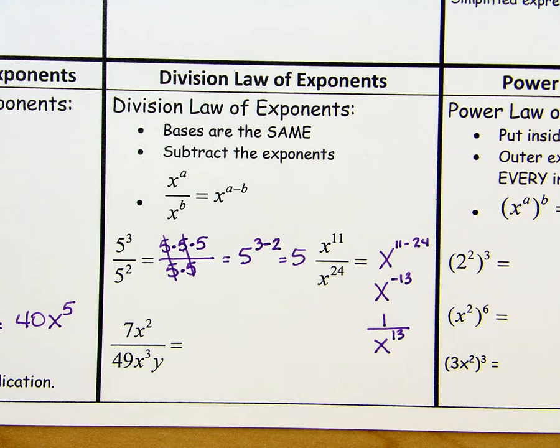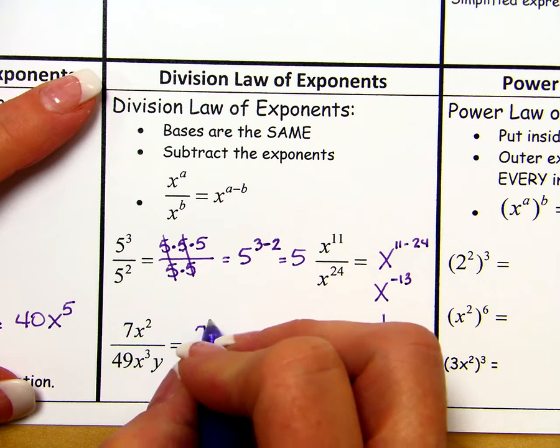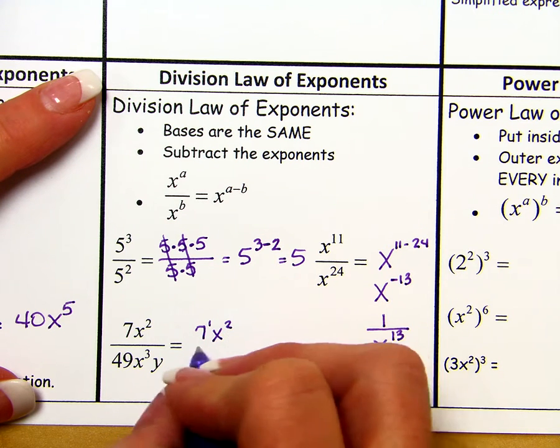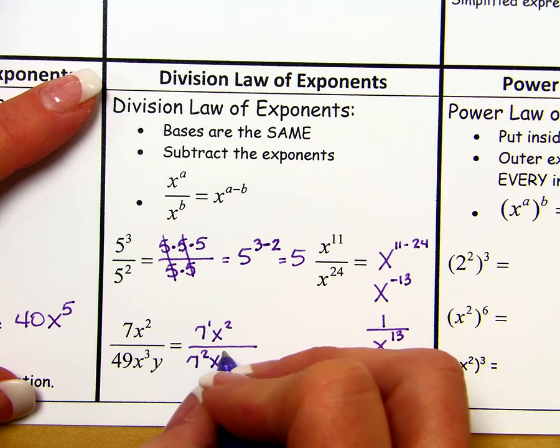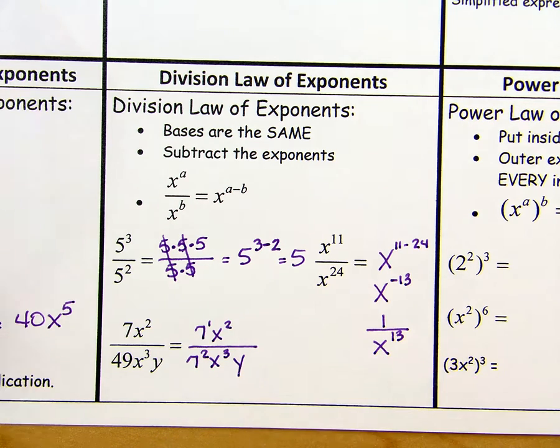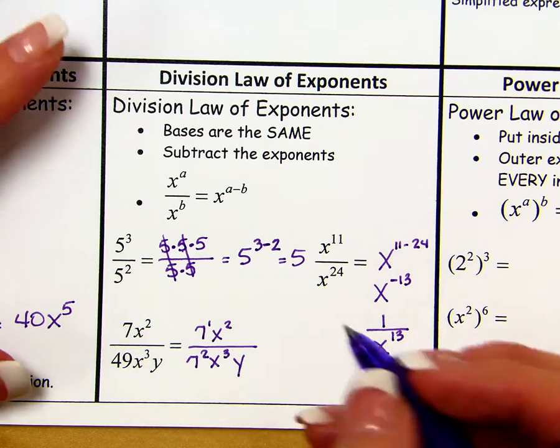For the next example, we have a 7 and a 49, and I noticed that 7 squared is 49. So I'm going to rewrite that 49 as 7 squared. And I'm going to do this a little bit of a long way, and then I'll show you how I would do it the short way.